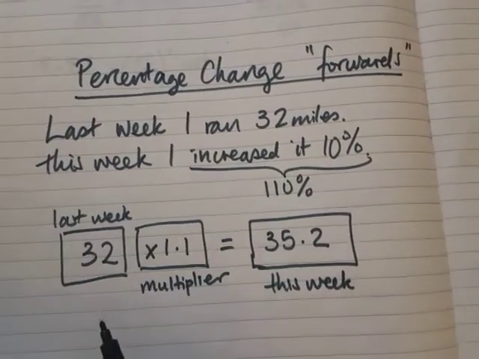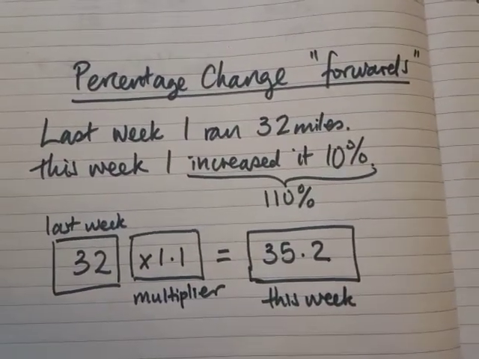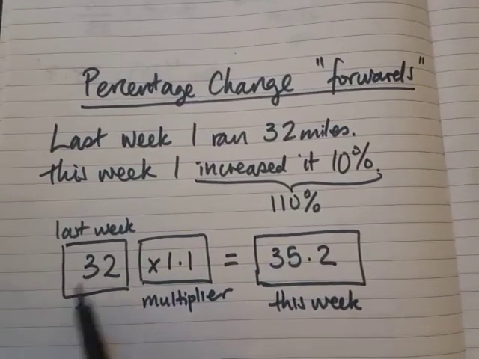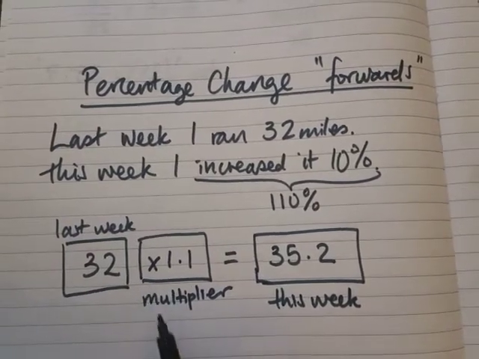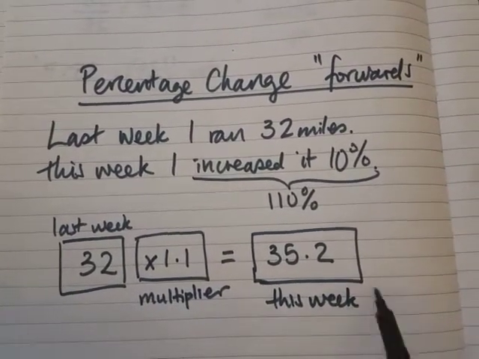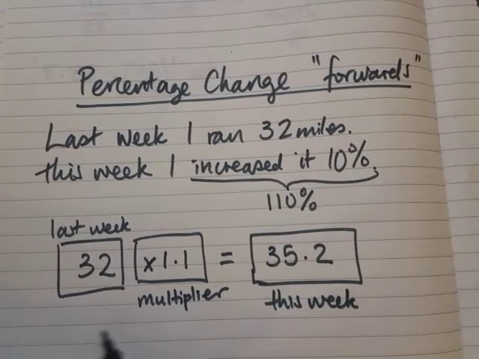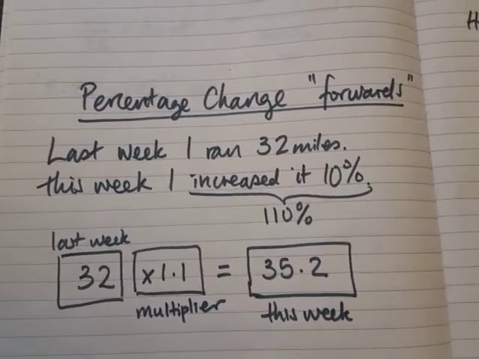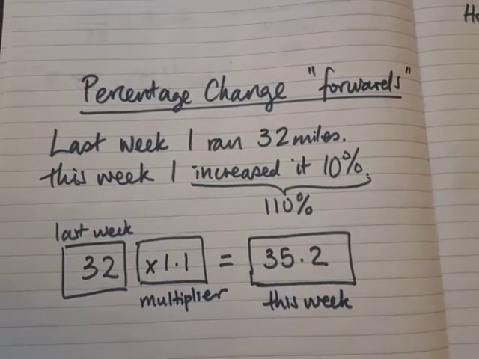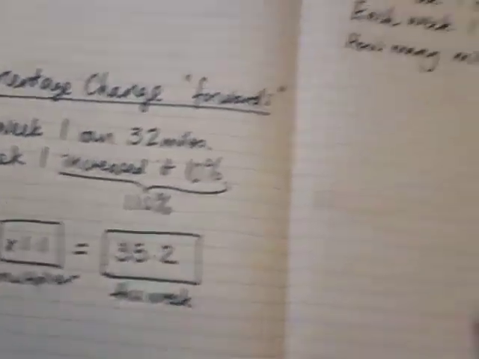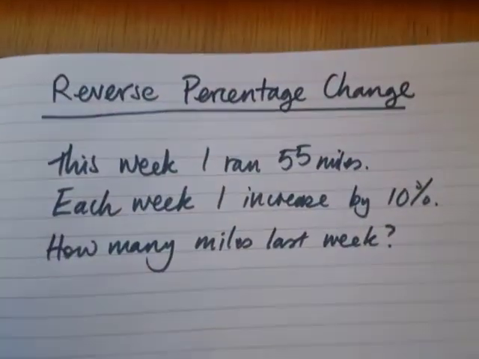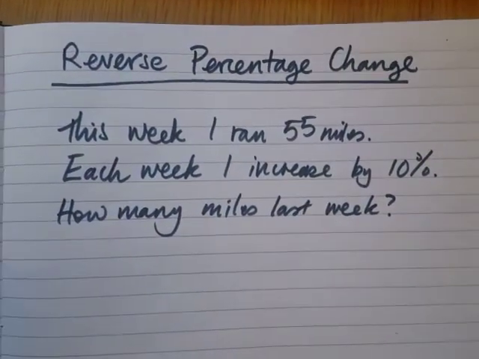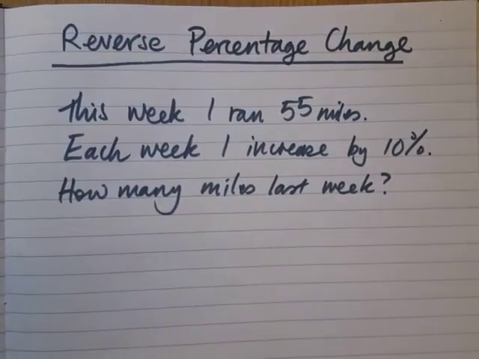So as you can see, you are going forwards in time. You start with last week's number, you multiply it by the multiplier, and you get this week's number. You have moved forwards in time. This is a forwards percentage change. This is what we've been doing so far. Now today, we're going to do a reverse percentage change. This means you're going back in time.